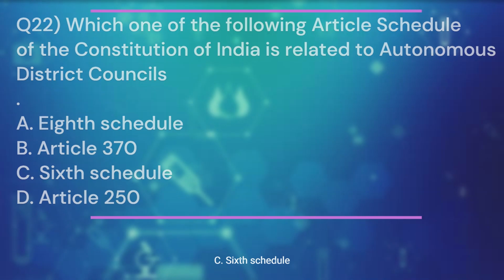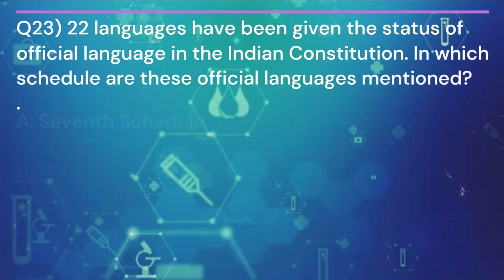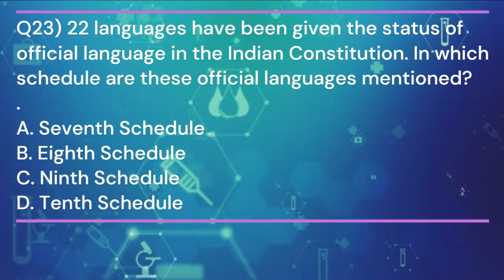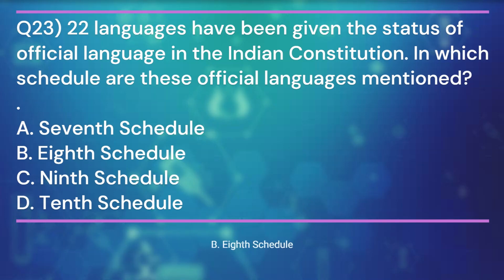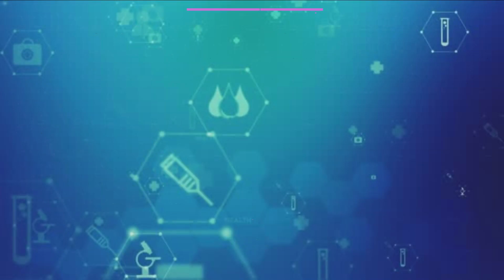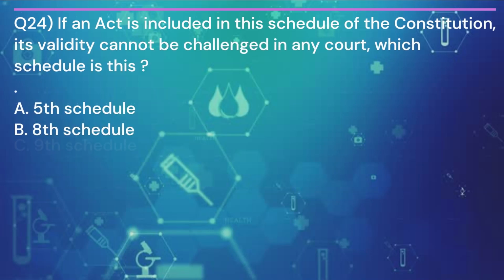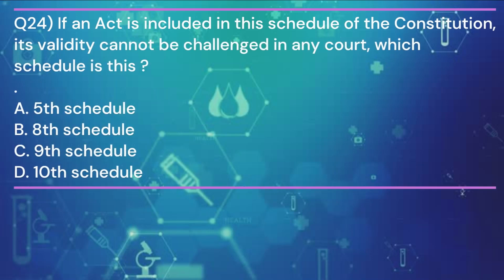Sixth schedule. Question 23. 22 languages have been given the status of official language in the Indian Constitution. In which schedule are these official languages mentioned? And the answer is B. 8th schedule. Question 24. If an act is included in this schedule of the Constitution, its validity cannot be challenged in any court. Which schedule is this? And the answer is C.